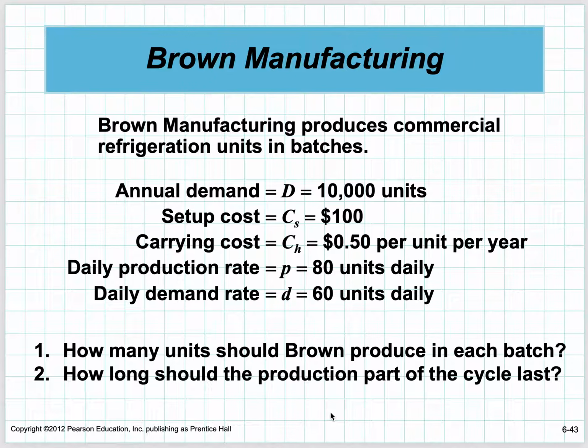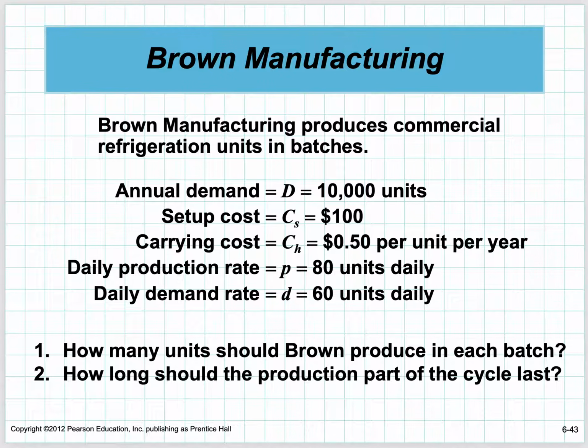Again, the carrying cost is 50 cents. The daily production rate is I can make 80 units per day. And my daily demand rate is 60. Well, that means each day I can only produce 80 of them, and I'm selling 60 each day. I'm only adding 20 to inventory. I'm probably going to have a very long production run to build up any inventory, if you think about it.